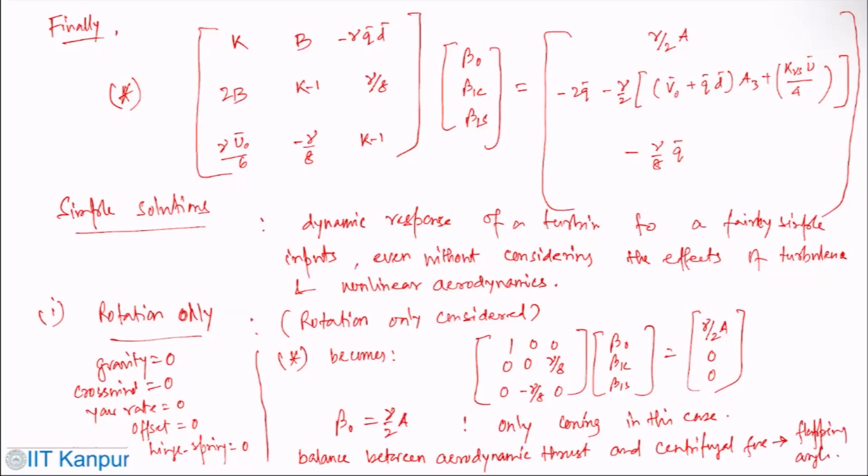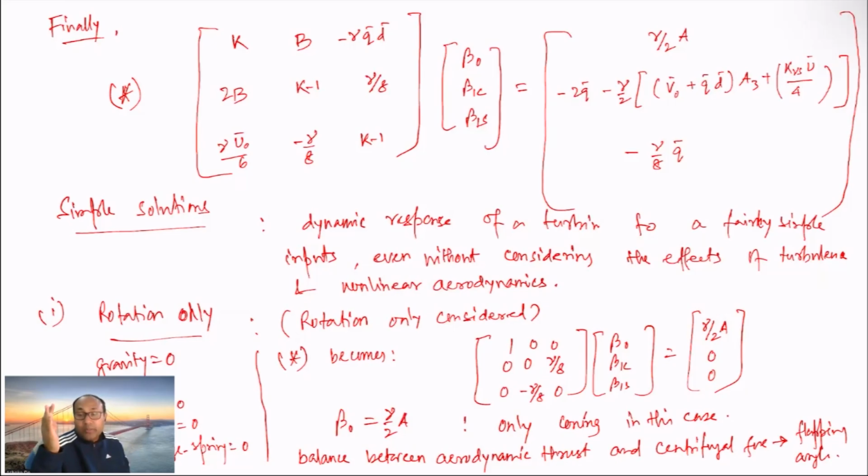So there is no dependence on azimuth. This is probably the simplest case, and that's what I said would be interesting to look at: the impact of different terms in the final solution. If you only consider rotation, this gives you the coning effect only, and the centrifugal force and aerodynamic force balance each other, which determines the flapping angle, with no dependency on the azimuth. That is one of the simplest situations that one can have.